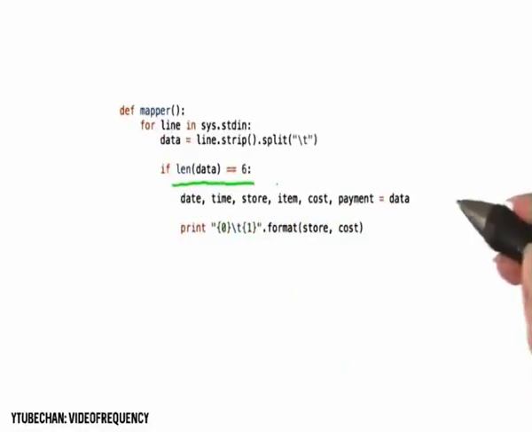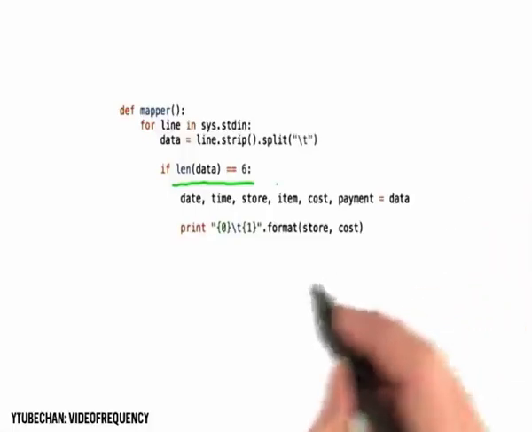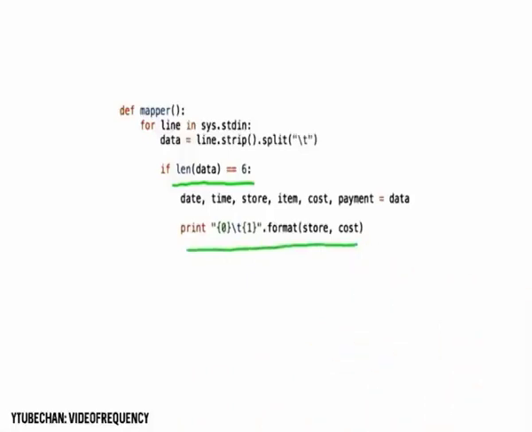Another good thing to do would be to check that the cost is actually a number. Assuming that line is okay, we'll simply write out our intermediate data in the form of a key, then a tab, then a value. And we'll loop back around and do the next line.